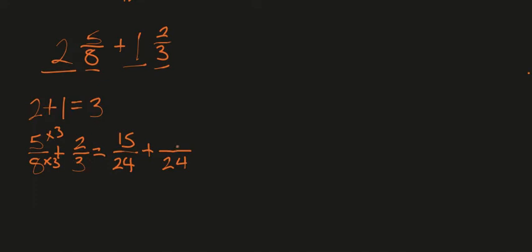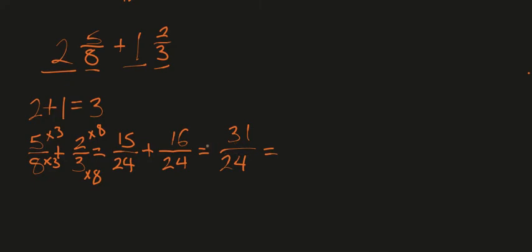And now we need to figure out the numerator of the second fraction. How do we get from 3 to 24? We need to multiply by 8. And what we do to the bottom, we also need to do to the top. 3 times 8 is 24. 2 times 8 is 16. And these two fractions added together, the denominator stays the same. And for the numerator, 15 plus 16 will be 31.